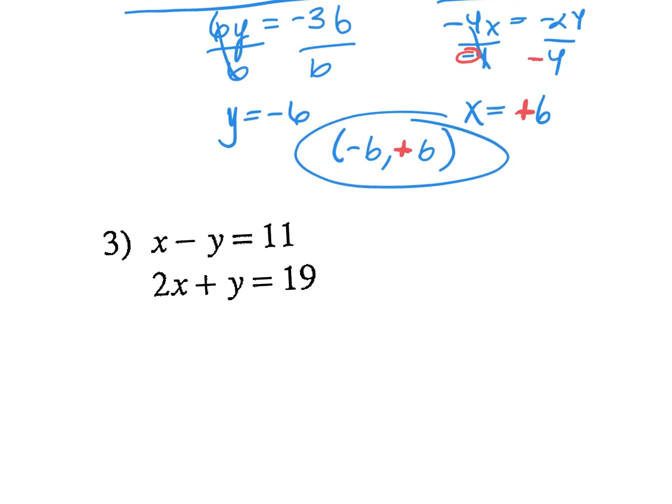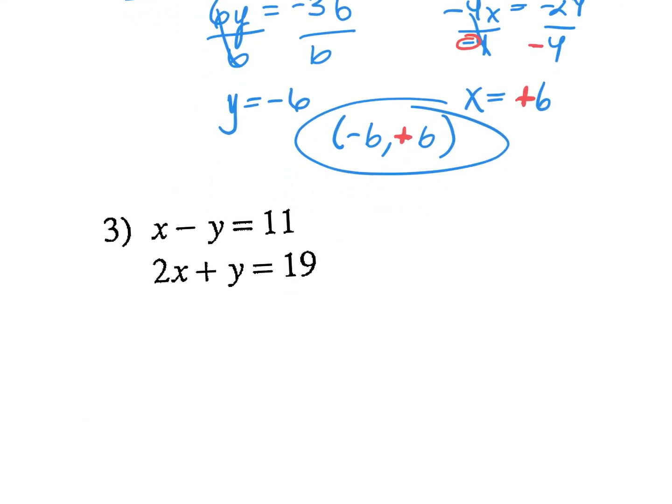Let's look at 3. What would be the easiest thing to eliminate? How come y's? Because the y's are already set up to cancel each other out. If you wanted to eliminate the x's, what would you have to multiply the top equation by? What kind of 2? Negative. It'd have to be negative because you want the coefficients to be exact opposites. If I just multiplied by 2 and I added down, 2 plus 2 would be 4. It wouldn't cancel out.